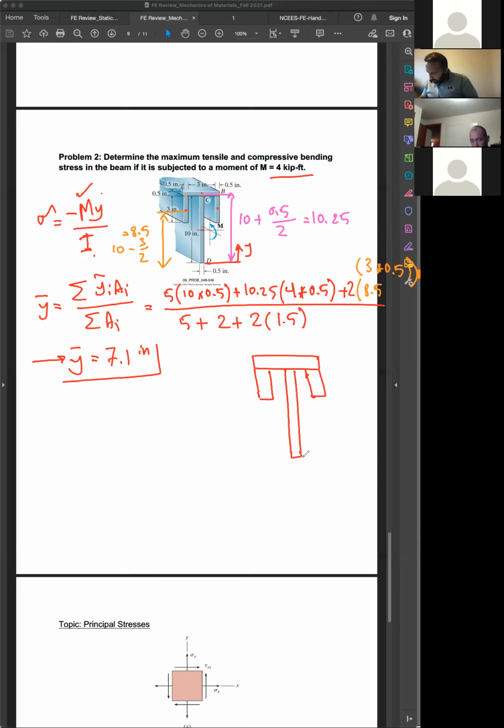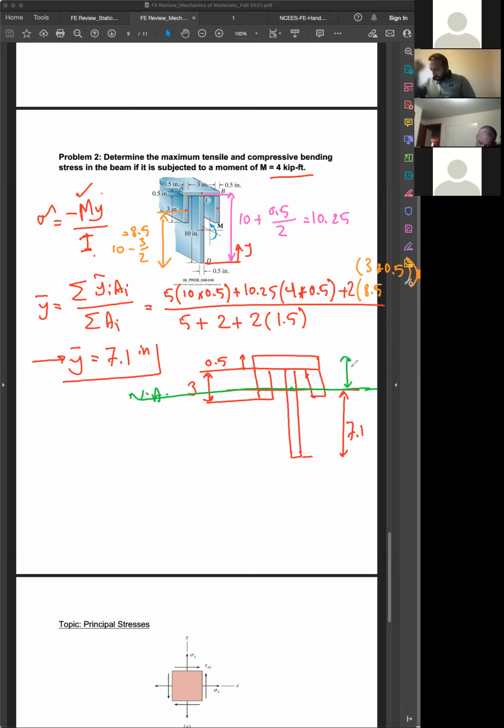All right, so from this level, your centroid would be located like this. This would be 7.1, right? This height is half, right? This height is 3, okay? This is the neutral axis. All right?